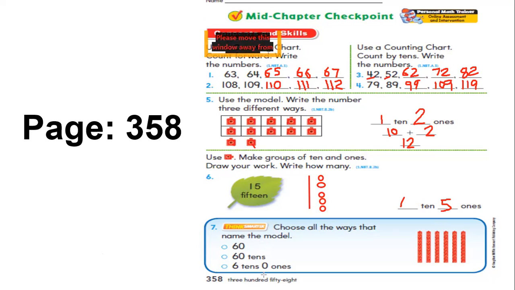Now, question number 7. Choose all the ways that name the model. So, we have the models here. 1, 2, 3, 4, 5, 6. So, which one is the correct one? Is it 60? Is it 60 tens, 6 tens, and 0 ones? Which one is the correct one? 60. Is this the correct one? Yes, this is the correct one because you can write it as 60.